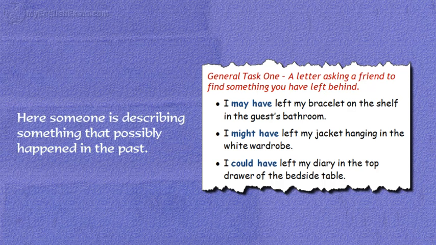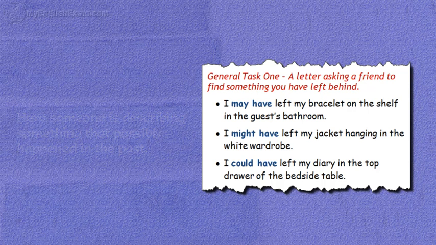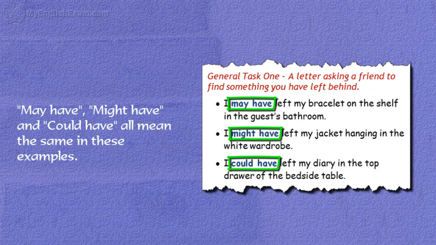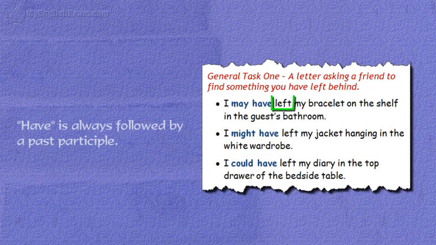I may have left my bracelet on the shelf in the guest's bathroom. I might have left my jacket hanging in the white wardrobe. I could have left my diary in the top drawer of the bedside table. May have, might have and could have all mean the same in these examples. Have is always followed by a past participle.